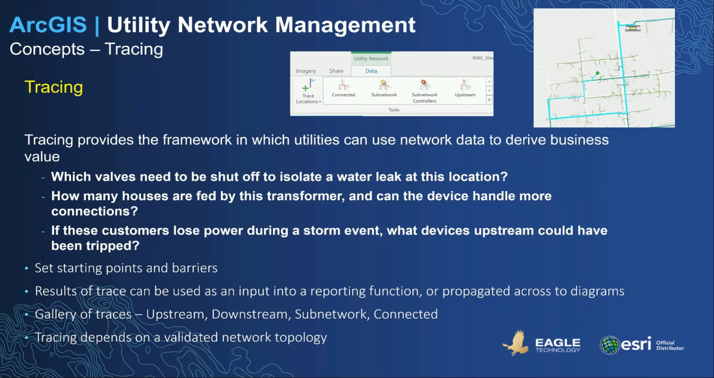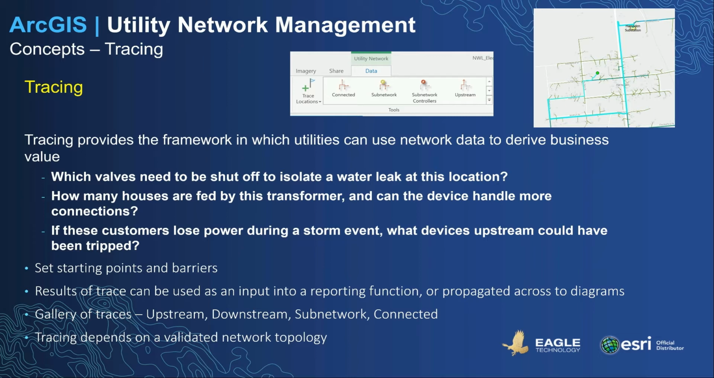Let's begin by covering tracing and its purposes in the utility network. A trace is an important part of network management because it provides a framework in which utilities can use network data to derive business value. Tracing can help with answering questions about the current state of the network as well as plan for future developments.